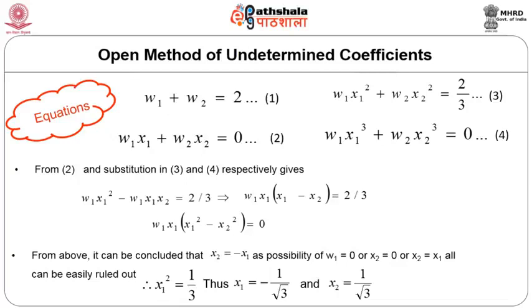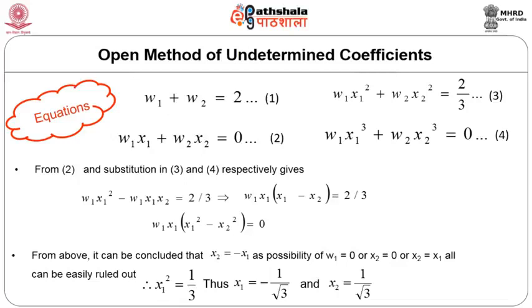So, we get x2 is equal to minus x1. Substituting in the second equation, we get W1 x1 minus W2 x1 is 0, giving us W1 is the same as W2. So, these two weights are the same. Substituting in the first equation, where the sum is 2 and both are equal, gives us that each of these weights is equal to 1. So, W1 and W2 are 1, x2 is minus x1. Now, let us substitute in the third equation.